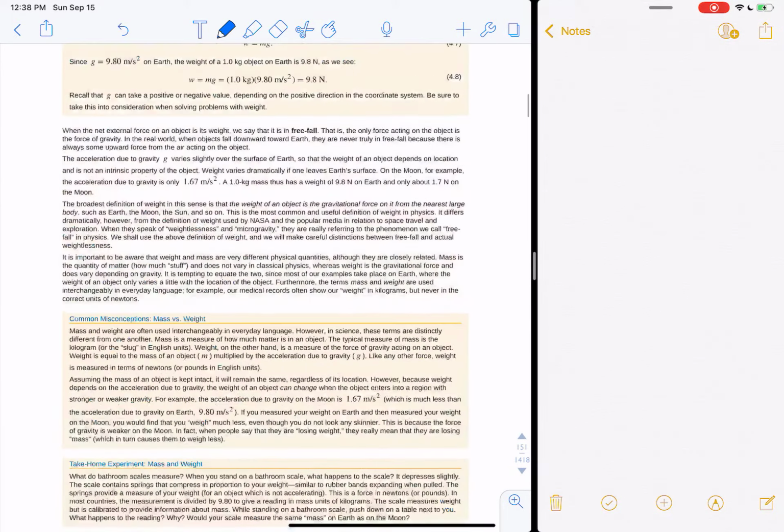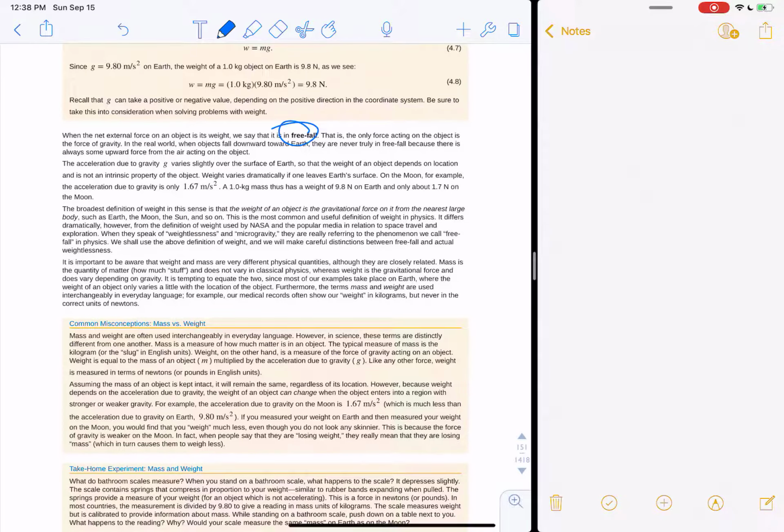When the external force on an object is its weight, we say that it is in free fall. So if an object is in free fall and the only force on it is the force due to gravity, we call that weight, and weight is equal in quantity to mass times the acceleration of gravity, the mass of the object times g. Okay, so the heavier an object is, the greater the force on it, but the heavier it is, the more inertia it has, so it cancels out.